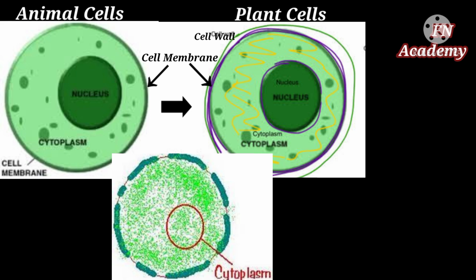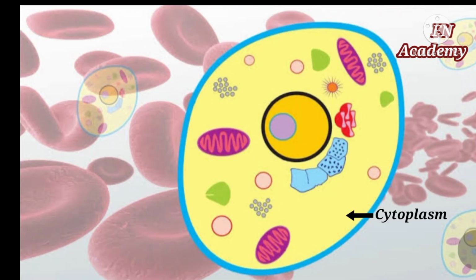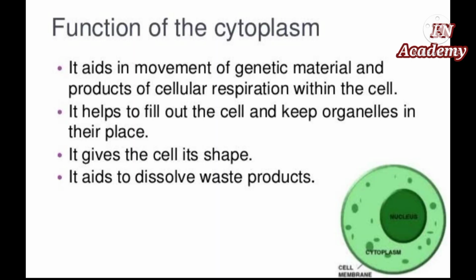So coming to the third one, that is the cytoplasm. Now inside the cell membrane there is a jelly-like fluid which is present in both types of cells, in plant cells and animal cells. It includes everything inside of the cell membrane except for the nucleus. The function of the cytoplasm is that it acts as a medium for transportation of substances in and out of the cells. Cytoplasm not only helps with transportation but also helps to hold various organelles of a cell.